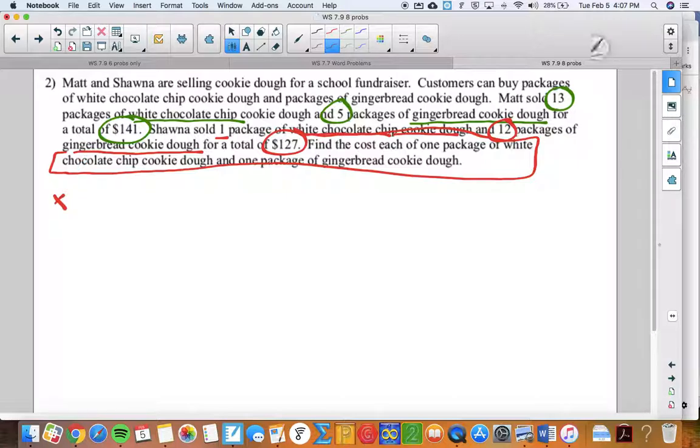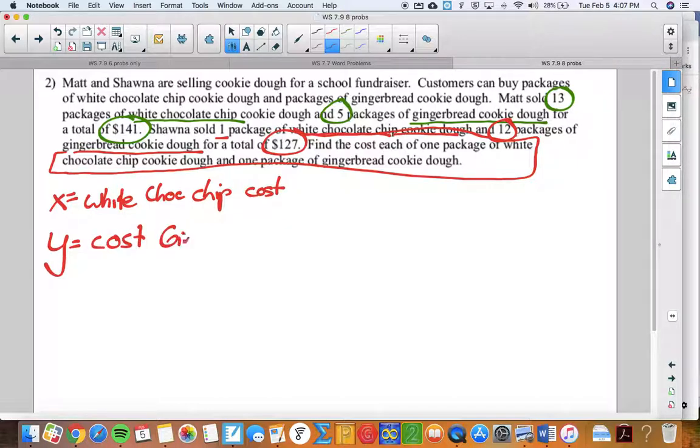So I'm going to let X be the cost of white chocolate chip. That's what we don't know. We know how many we sold. And Y is the cost of the gingerbread dough. All right. So let's go through.